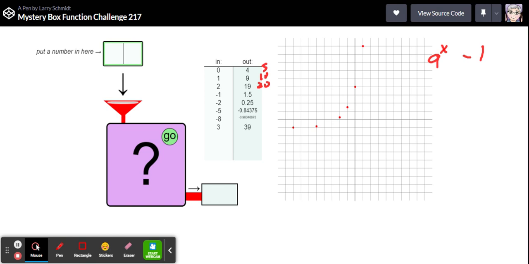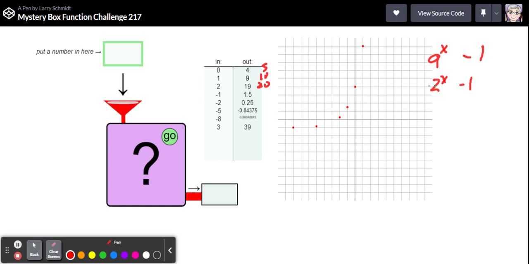So 3 does give us 39. Now, that means we've got a 2 to the x, so 2 to the x and then a minus 1. What about a multiplier here? The place I would look for that is where we cross the y-axis, because what we're doing here is we're putting in a 0 for the power. So 2 to the 0 power is 1, and then we're multiplying it by something and subtracting 1. So I think we're multiplying by 5.